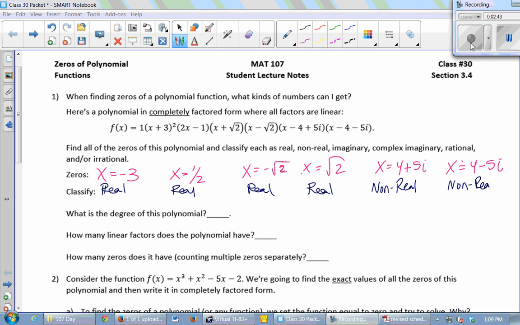That's a good question. An imaginary number is a number that has just the imaginary part, like 3i would be an imaginary number. So 4 plus 5i has a real part and an imaginary part. So it's a complex imaginary, is what we call it, as opposed to strictly imaginary.